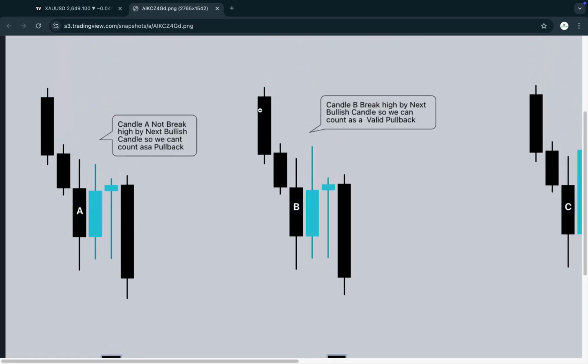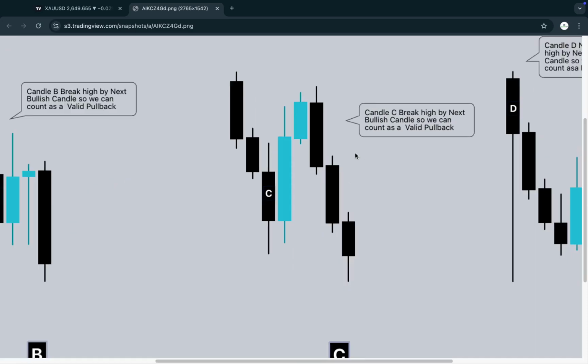We can clearly see here market momentum is bearish. In this diagram, this candle is representing B. This is the last bearish candle, and after that, what happened? This bullish candle breaks the previous B candle high. It means this becomes our valid pullback. Why? Because the previous candle high is broken here. But in diagram A, this one is not broken. Sometimes this one is broken and sometimes this one is a closing. In both scenarios, this becomes valid.